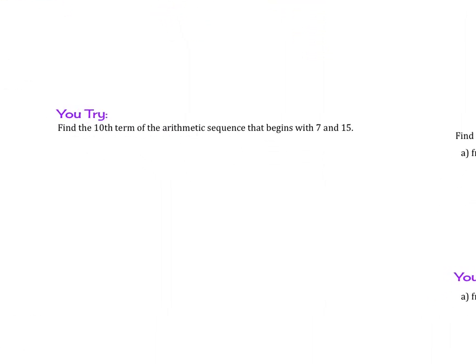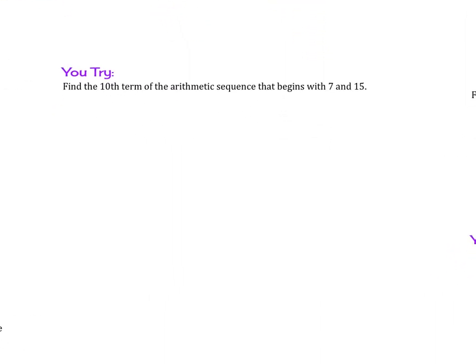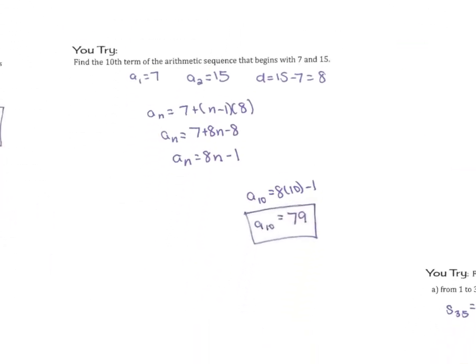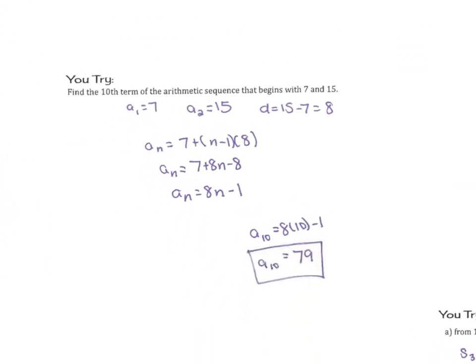Find the 10th term of the arithmetic sequence that begins with 7 and 15. So trying this out, you should have gotten the 10th term is 79. The formula or the rule would be a sub n equals 8 times n minus 1.